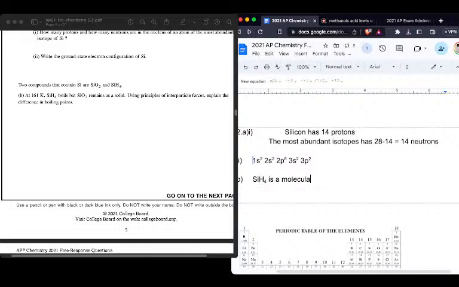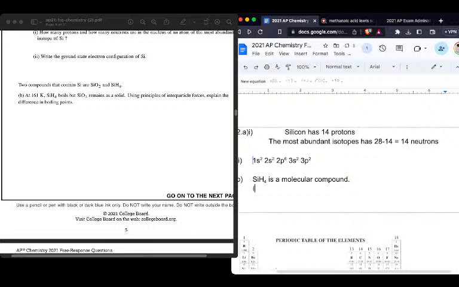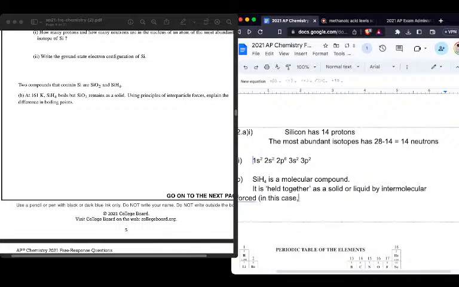SiH4 is a molecular compound. You don't have to memorize that, but the silicon can make up to 4 bonds. And when it bonds to hydrogen, those hydrogens aren't bonded to anything else. So SiH4 is just a silicon, single bonded to 4 different hydrogens, and then that's it. That's the whole molecule. It is held together as a solid or liquid by intermolecular forces. In this case, it's only London dispersion forces.